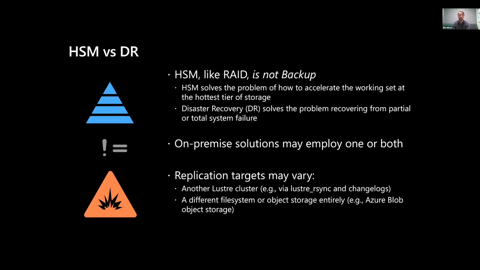And the replication targets can vary. So just like the HSM backing, cold storage can vary. The replication target might be another Lustre cluster, be a Lustre rsync, looking at change logs and replicating things over the wire. It could be a completely different file system, like Azure Blob object storage.